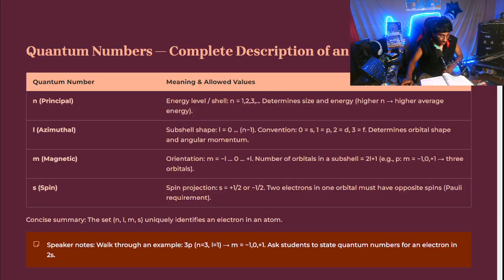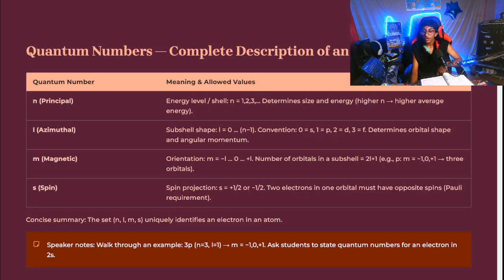F orbitals are sevenfold degenerate, and there are sevenfold orientations in space. They possess very complicated shapes. So we will ignore that, also because I might or might not have prepared for that.